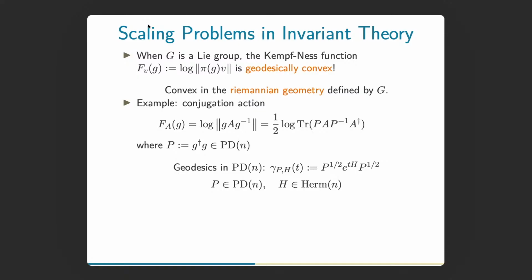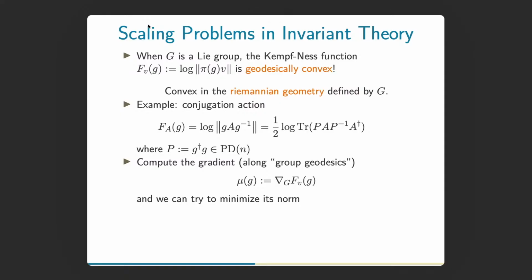From P going in the direction H, a Hermitian matrix, is just going to be this curve. And you can see that all of these are positive definite matrices, right? So, okay, let's just stick to this. So now, what do I want to say?